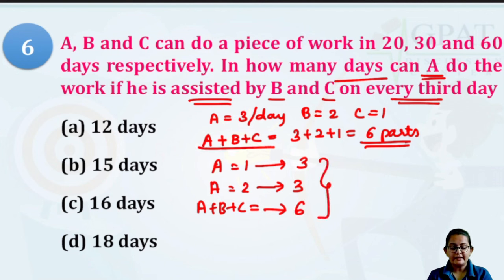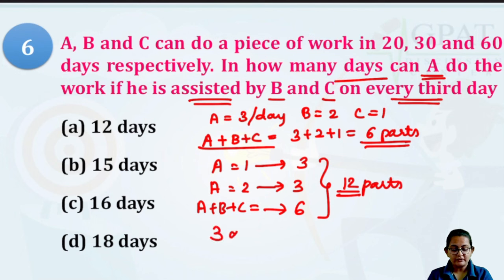That means in 3 days they are completing how much work? 6 plus 3 plus 3, that is 12. So in 3 days they are completing 12 parts of the work.